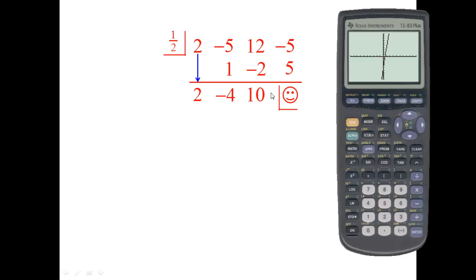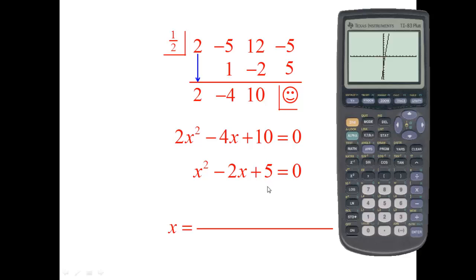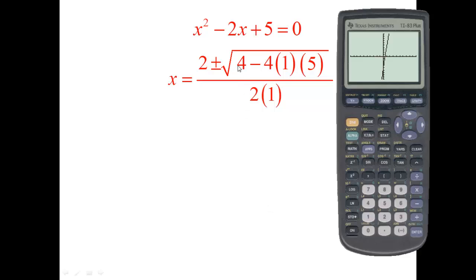So the 1/2 divides out evenly, which I expected it to do. We can go ahead and divide out the 2 to get rid of the common factor. We need factors of 5 that add to negative 2. Once again, you're not going to find one, so let's just jump to the quadratic formula. Negative b plus or minus the square root of b squared minus 4ac all over 2a. On the inside there, we have 4 minus 20, which is negative 16.